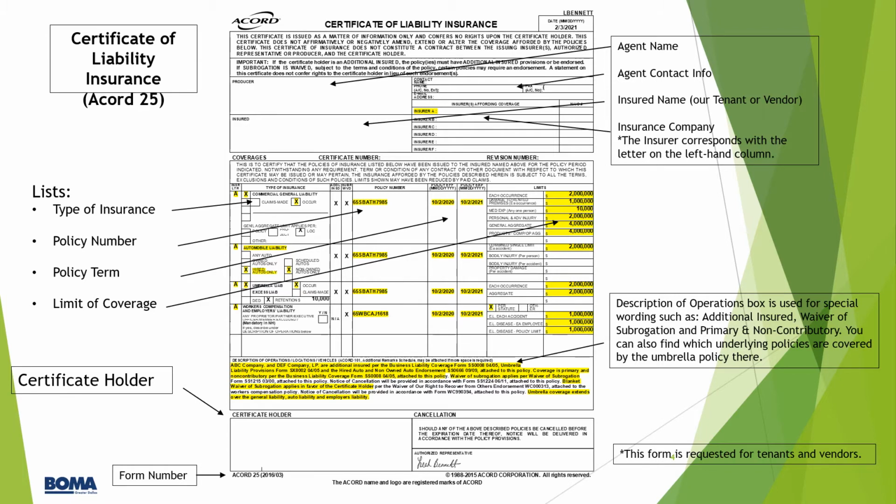Now, we use the description of operations box for special wording, such as additional insured, waiver of subrogation, primary non-contributory language, and you can also find which underlying policies are covered by an umbrella policy there. Finally, at the bottom left, you see the certificate holder information.